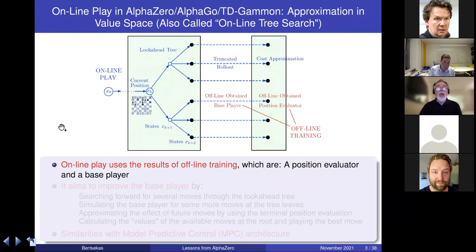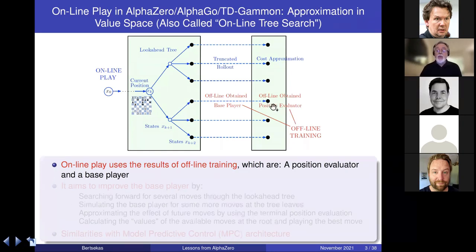Okay, I'm going to start describing the online play algorithm in AlphaZero, AlphaGo, and other related settings like TD-Gammon. And then I'm going to discuss the offline training algorithm. Now, the online play algorithm is what you see here in blue, okay? The online play algorithm uses the results of offline training at two points. It uses a position evaluator to evaluate positions and a base player that generates moves at given positions. So this is online play, but it crucially uses information provided by the offline training algorithm.